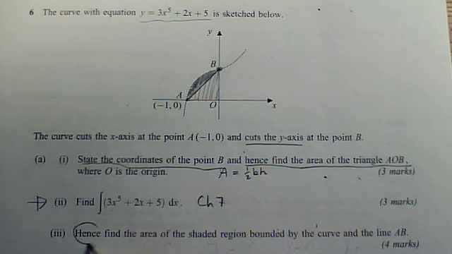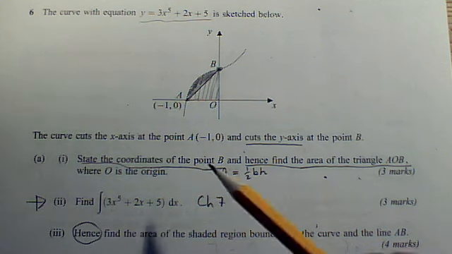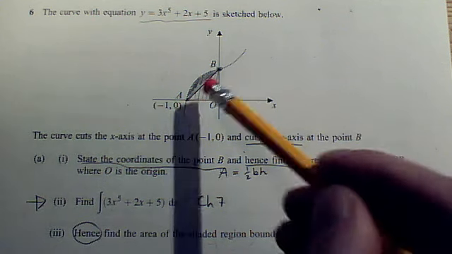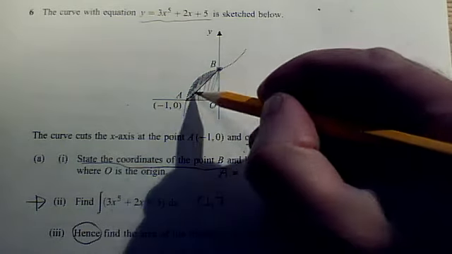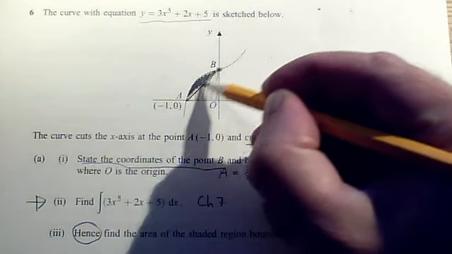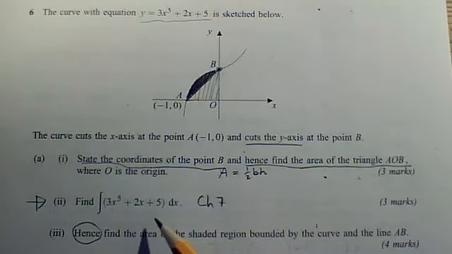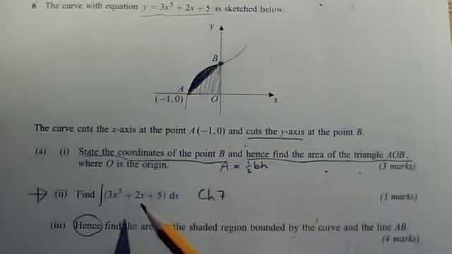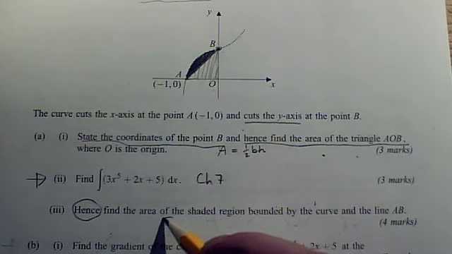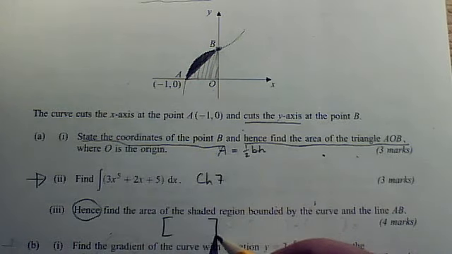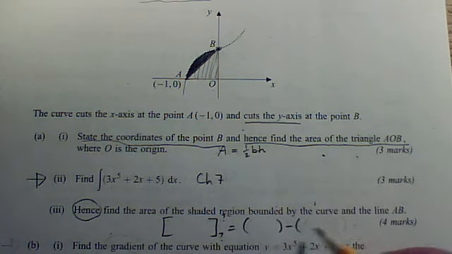Then we've got a hence question. We've got to hence find the area of the shaded region, which before I decorated the diagram was just this bit here. Now hence means you've got to use what you've just done. We've done an integral, but in order to turn that into an area we need to put suitable limits on. So you can take your answer to part 2, put it in square brackets, doesn't need the plus c on it at this stage, put the appropriate limits on, substitute them in and subtract as you normally do, and get an answer.